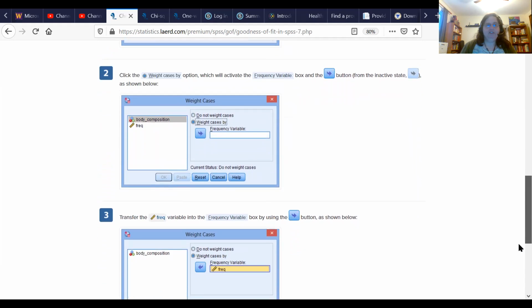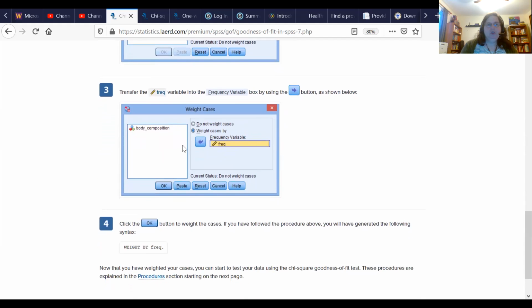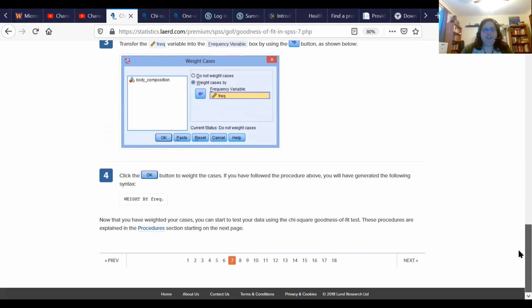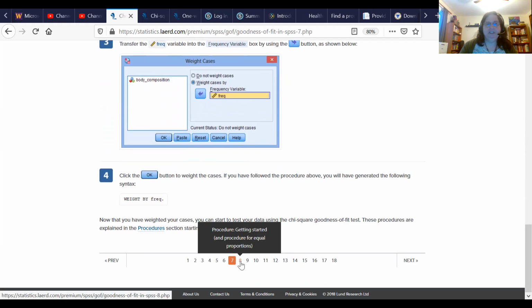So I'll show you this. Here we go. Weight cases by frequency. And then you hit OK. That's all you have to do. Saved you a lot of data entry headaches, potential data entry errors, and now your data set is complete. Okay.